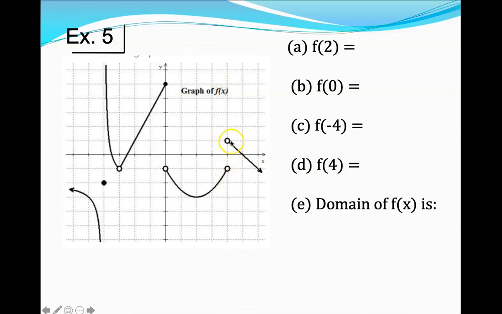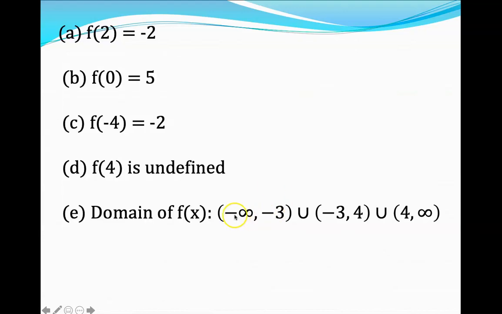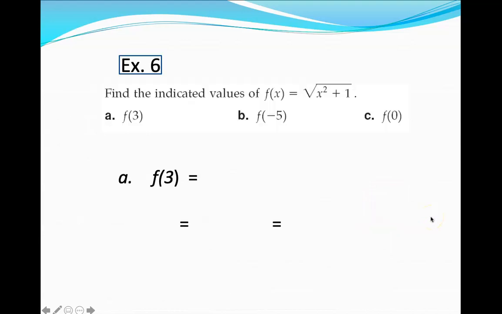So I skip the 4, and then I keep going, and you see how this arrow is pointing right to infinity. So my domain is: I start at negative infinity. I'm good till I hit negative 3. This is how you say in interval notation, I'm going to skip it. And then I'm good till I hit 4. Then I skip 4 and then I go on for infinity.